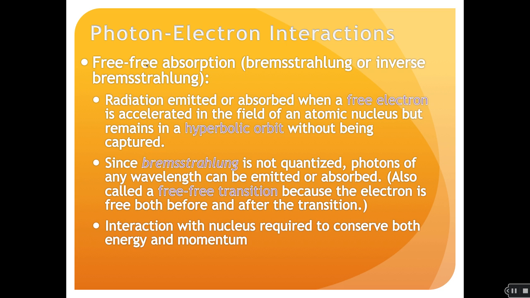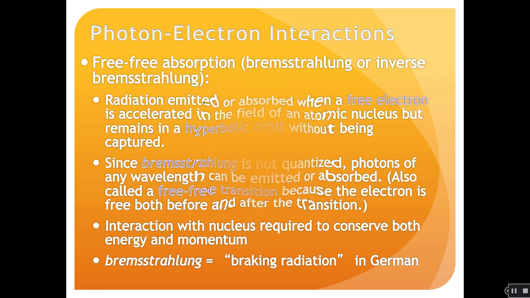The interaction has to conserve both energy and momentum, and so that determines what direction it goes in and how much energy is released in a photon. Like I said, Bremsstrahlung means braking radiation, so you can think of it as the electron changing direction, decelerating or accelerating, and that's where it comes from.